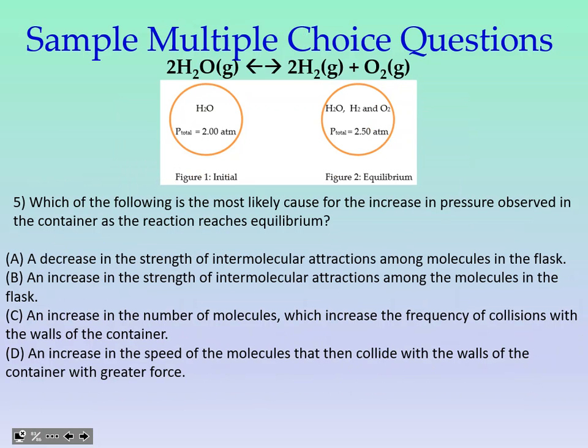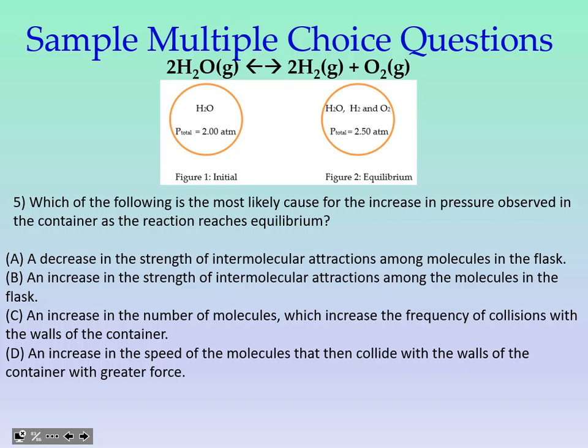So here, still applying the same scenario, but it is a totally conceptual question. There isn't any math involved here. You just have to think about it. Which of the following is most likely the cause for the increase in pressure observed in the container as the reaction reaches equilibrium? Well, we have 2 atm to start with. We have 2.5 at equilibrium. What is pressure caused by? Molecules hitting the walls of the container.